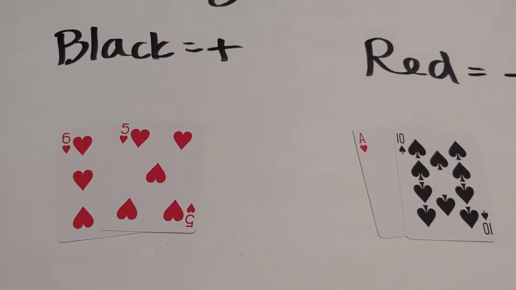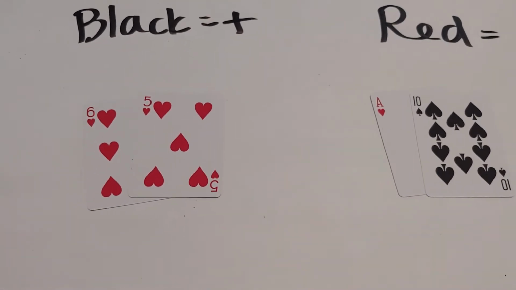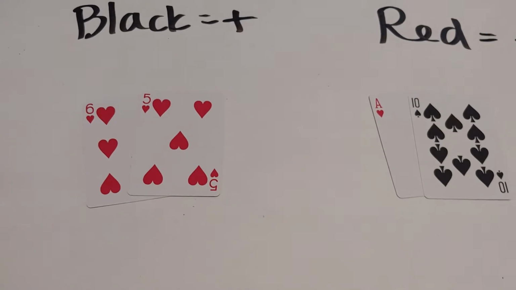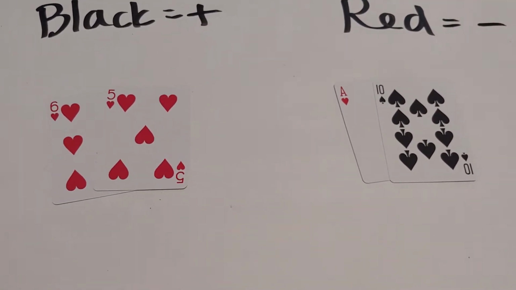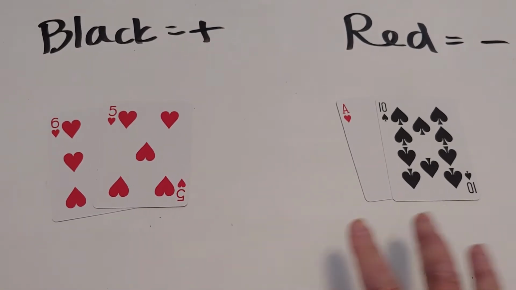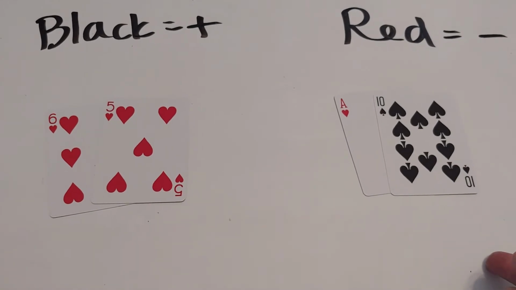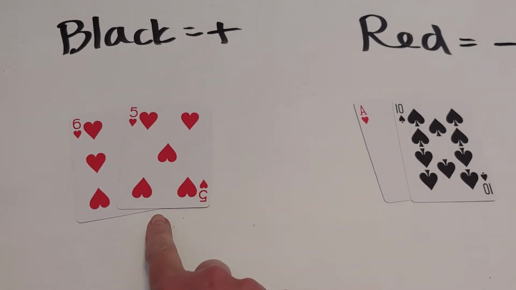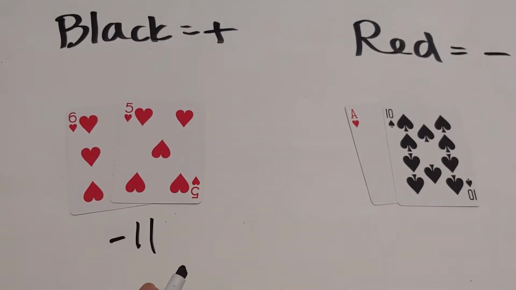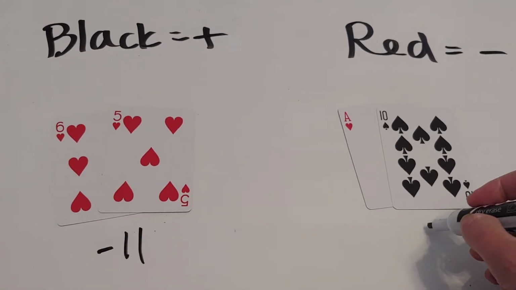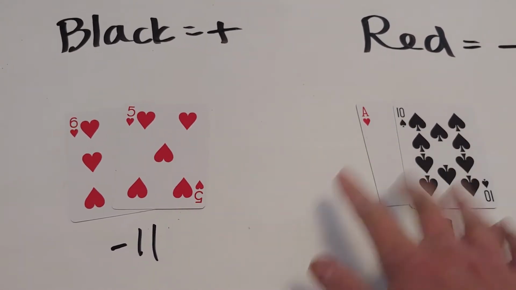There is a pile of cards which you draw from, and then there's a pile that you discard. On everybody's turn, they will pick a card and discard a card, and you want to get to 0. This person currently has a negative 11, so they are not close to 0. And this person has a positive 9, because 10 is positive and 1 is negative, so positive 9.